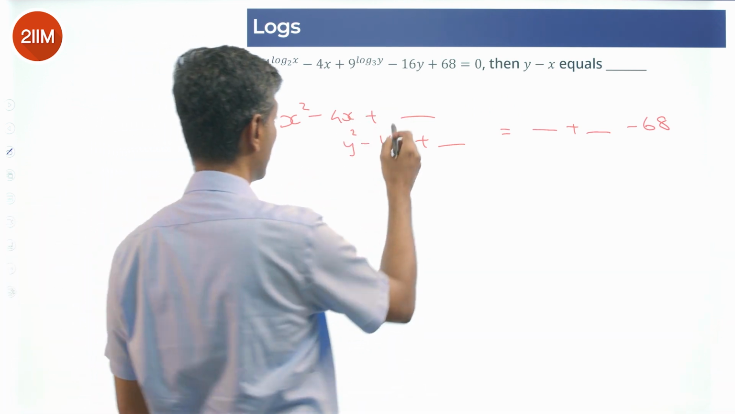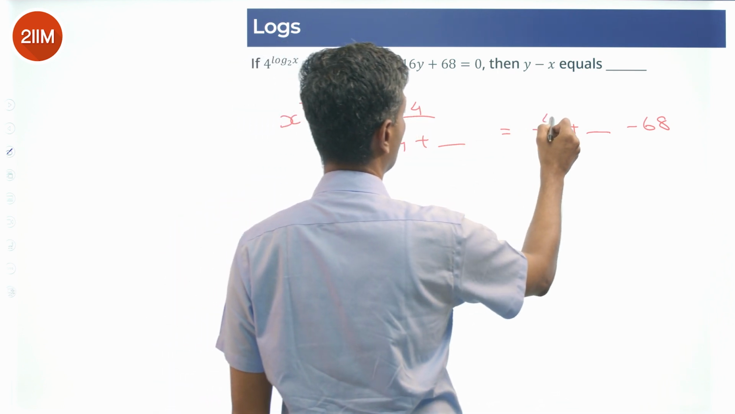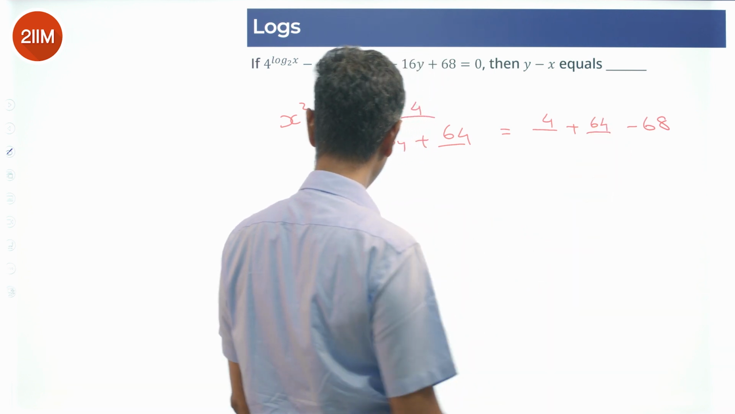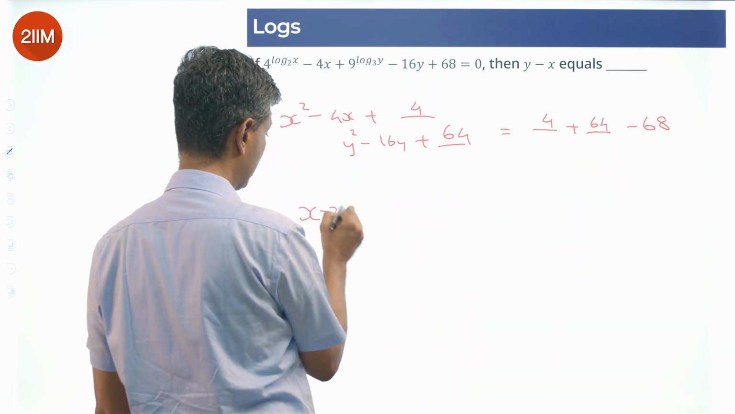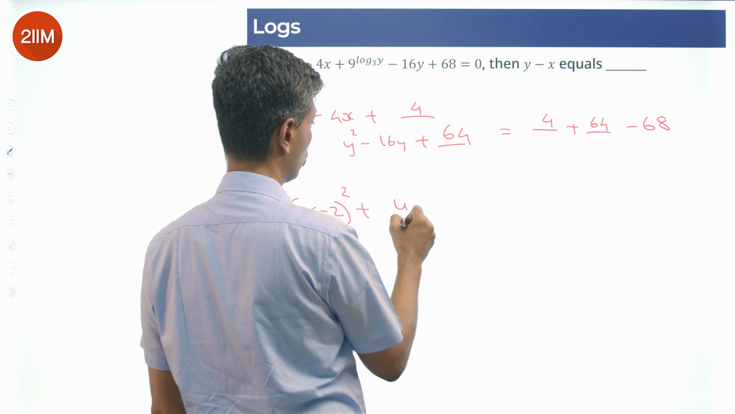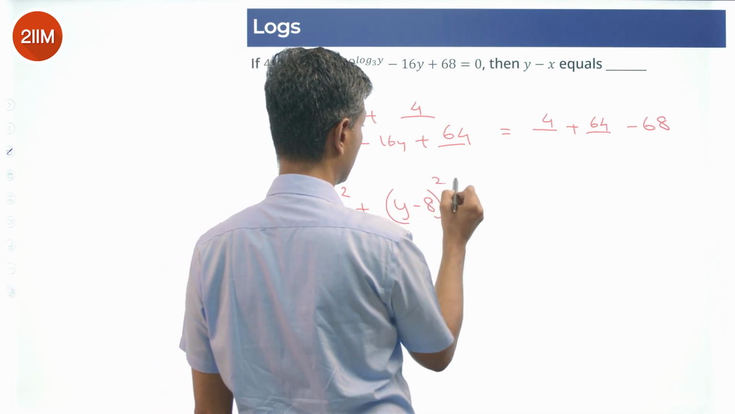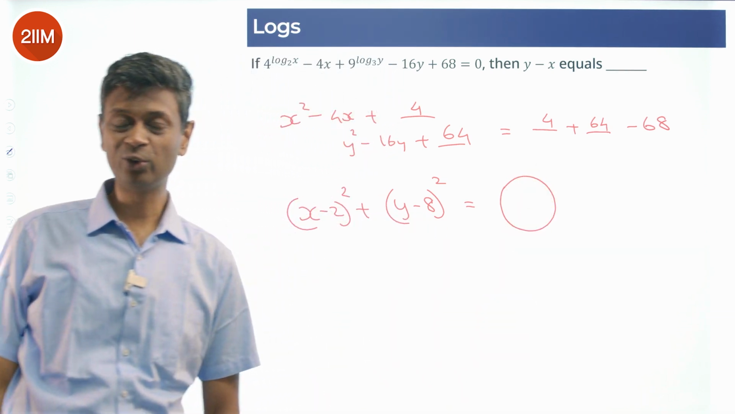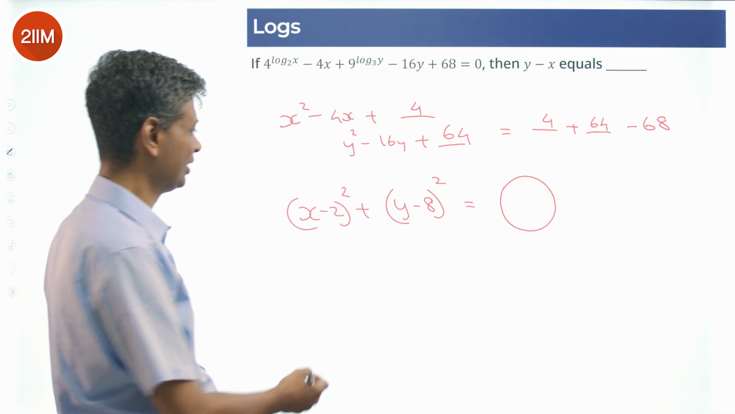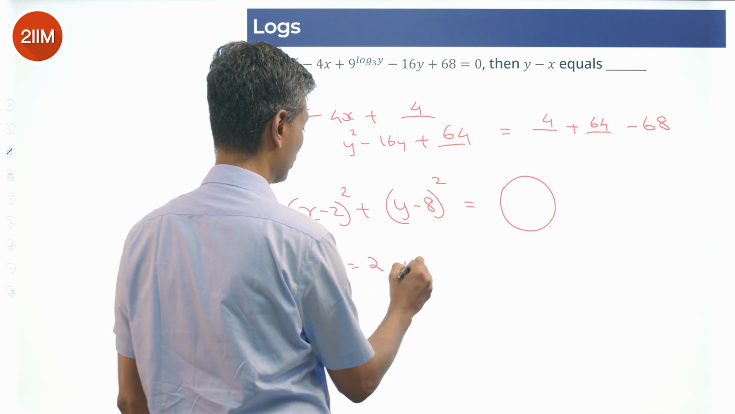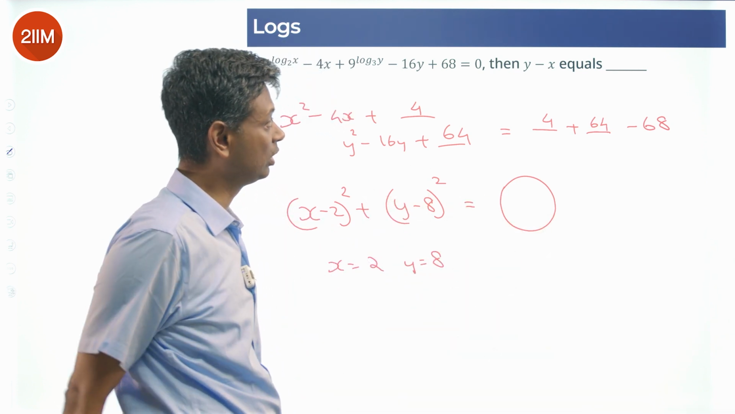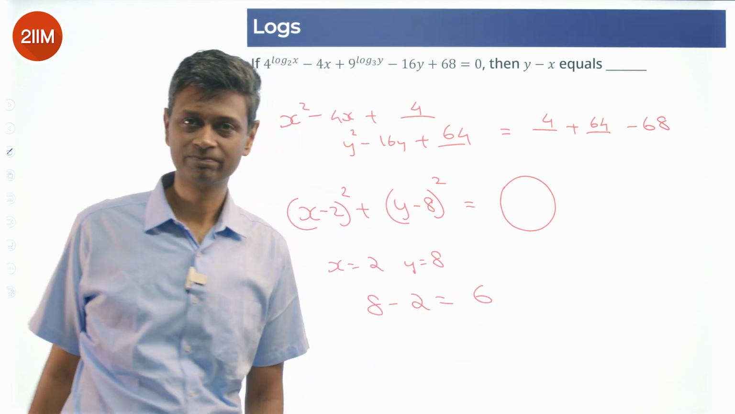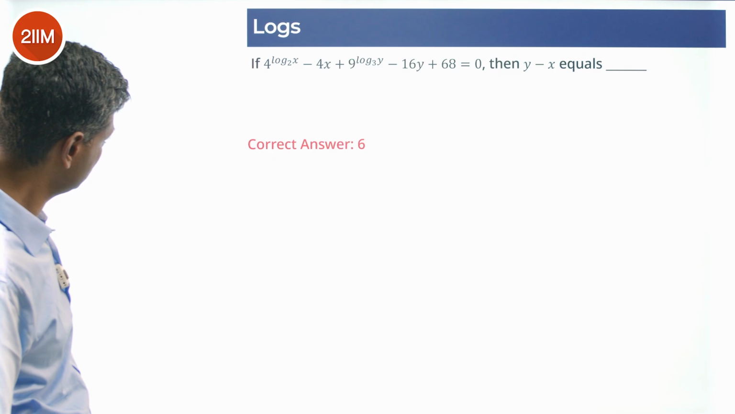X square minus 4x plus 4, y square minus 16y plus 64. Why 64? Because this will now become x minus 2 whole square plus y minus 8 whole square is equal to 68 minus 68, 0. I was hoping it will be 0 because then it gives us a beautiful unique solution. This tells us x is 2, y is 8, nothing else is possible. We want to find y minus x, 8 minus 2, 6. Done.